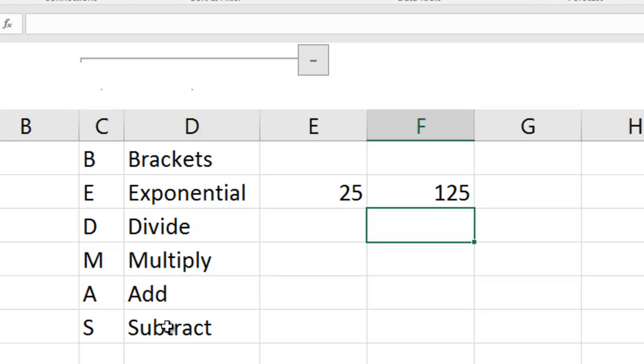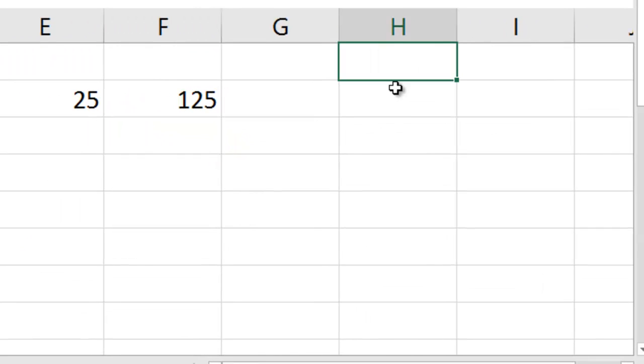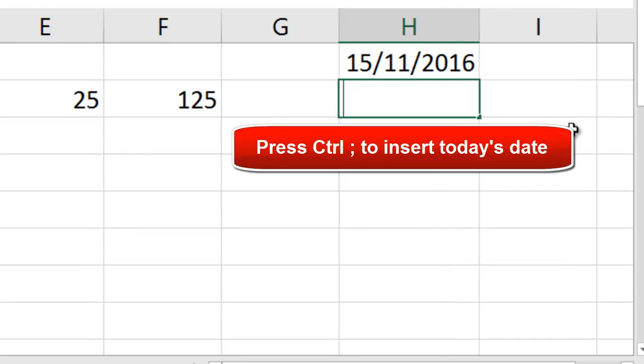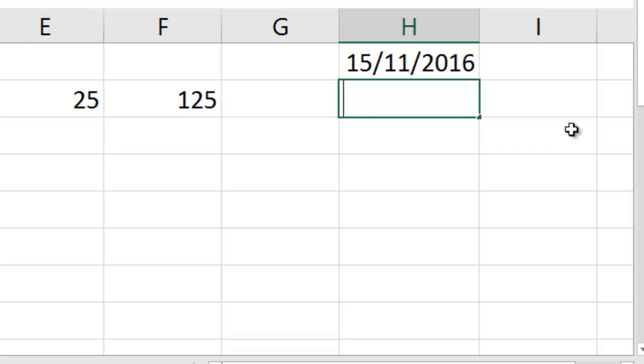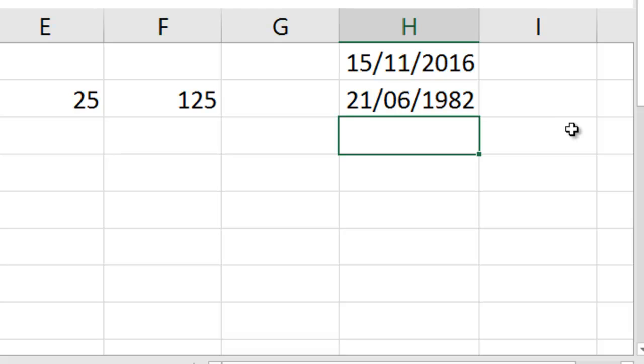it is really important. Let me give you another example. So over here, I'm going to put in today's date. The shortcut for putting today's date in is Control semicolon. Now let's just put in, say, somebody's birthday. Let's make it up. So 21st of June, 1982, whatever date you want to do.